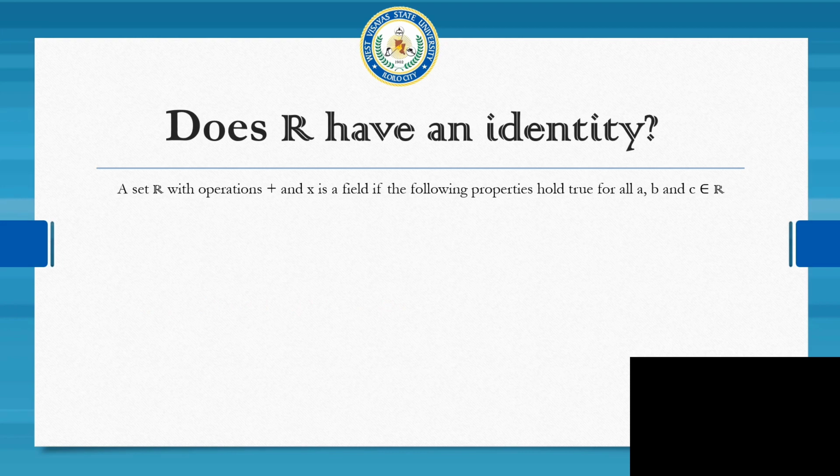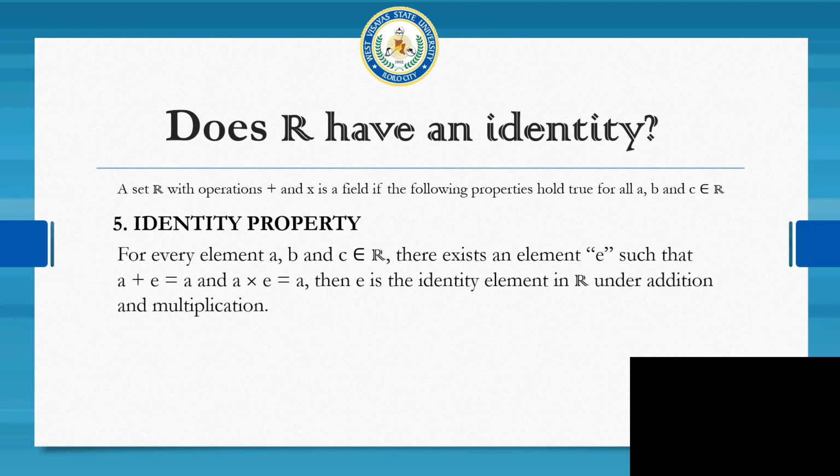Does the set of real numbers have an identity element? For every element A, B, and C, there exists an element E such that A plus E equals A and A times E equals A. Then, E is the identity element in the set of real numbers under addition and multiplication.